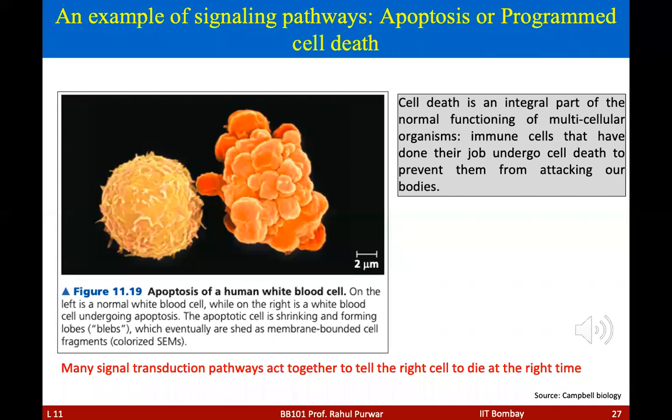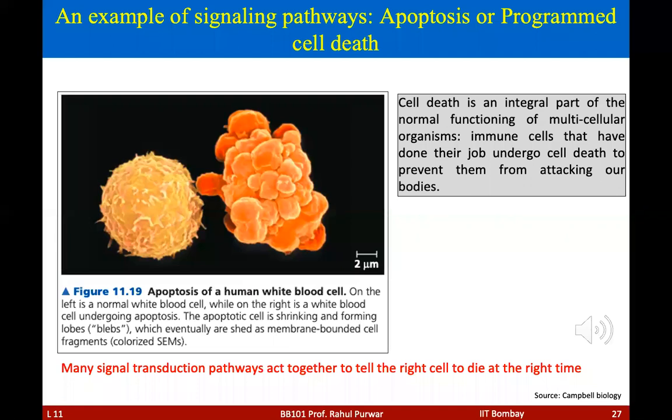On the left is a normal white blood cell, while on the right is a white blood cell undergoing apoptosis. The apoptotic cell is shrinking and forming lobes or blebs, which eventually are shed as membrane-bound cell fragments. So cell death is basically an integral part of the normal functioning of a multicellular organism. For example, I was telling you all the time that immune cells, once they are done with the job, will die because they are no more needed.